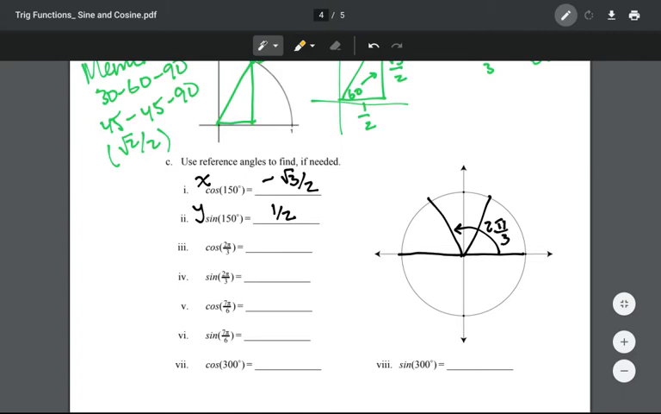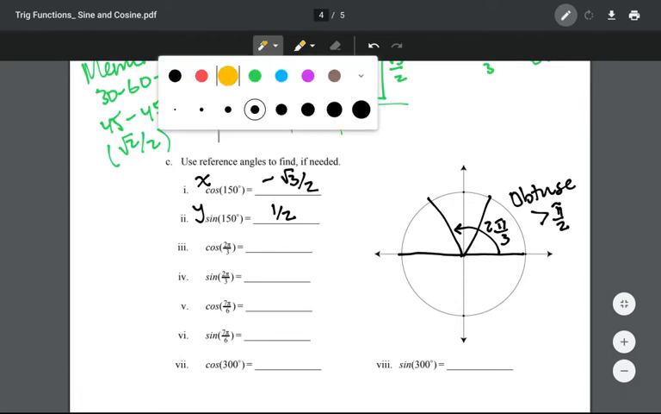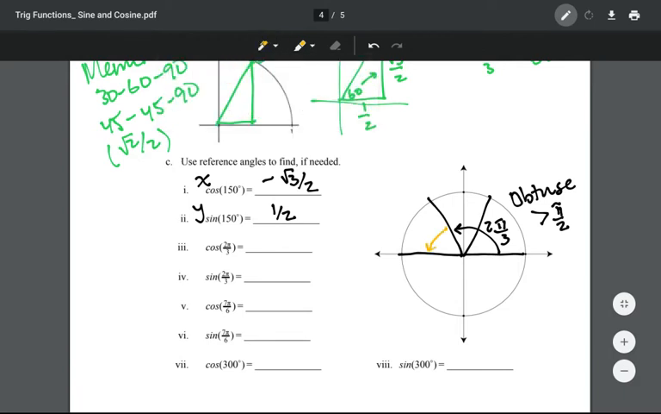I again need a reference angle. We call 2 pi thirds and 150 obtuse because they're greater than 90. I'm going to say greater than pi halves because I'm in radians right now. And whenever you have an obtuse angle, you always need a reference angle. And to get that reference angle, I just need to figure out what I've got left before I get to the x-axis. That's going to be pi thirds.